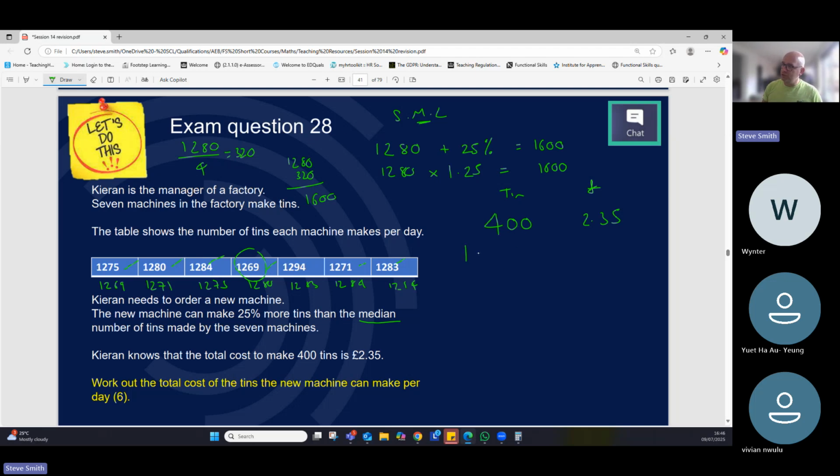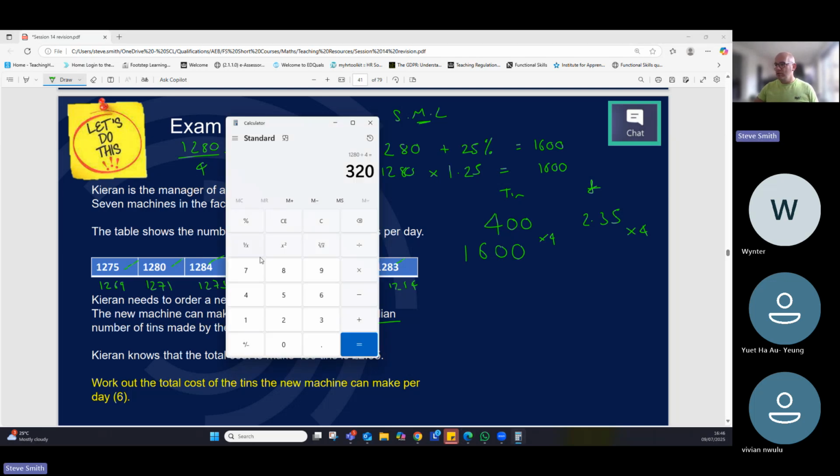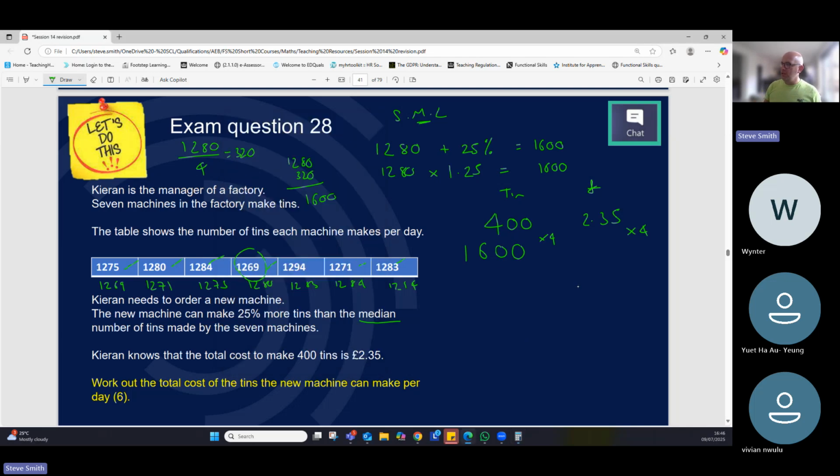So we've got 1600 here. What do we do with 400 to get to 1600? We times it by 4. 4 to 16 is times by 4. So we're going to times the cost by 4. £2.35 times 4 equals £9.40. If we weren't seeing that relationship here, not a problem.